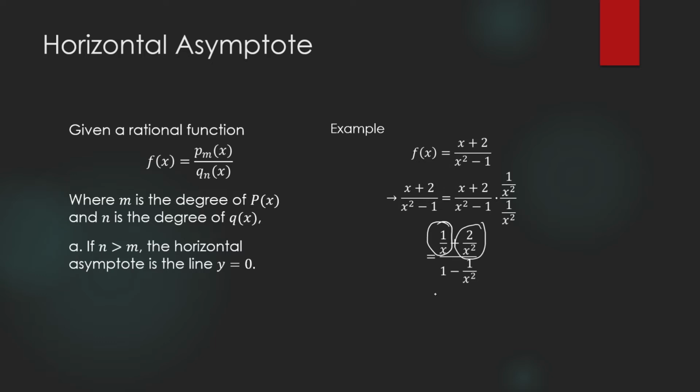Now let us look at the denominator. So this one is constant. It is not affected by your x's. But this one, when x approaches infinity or negative infinity, this term approaches 0. So this becomes 0 over 1 minus 0, and that is equal to 0. Okay, so conclusion: y approaches 0 when x approaches negative infinity or positive infinity.